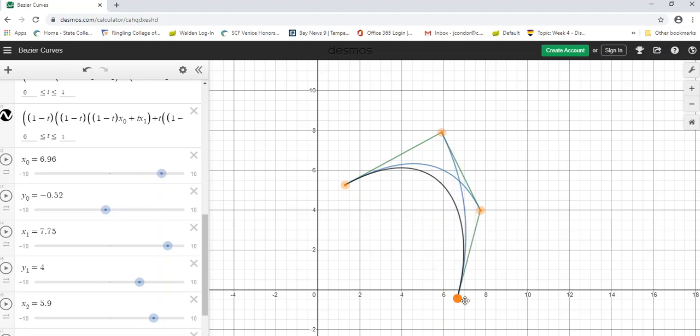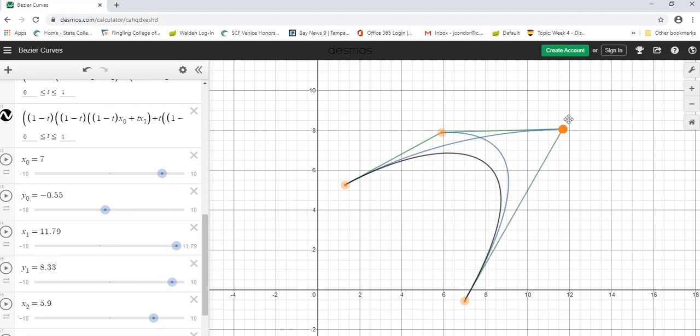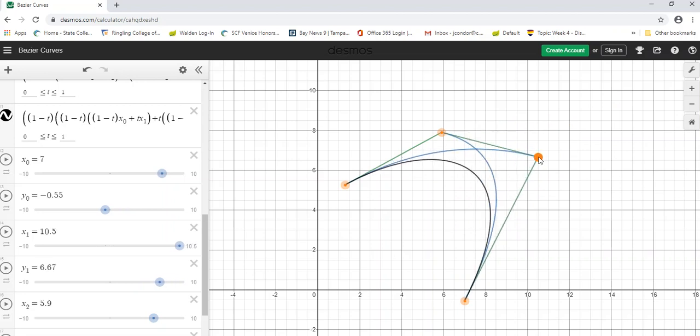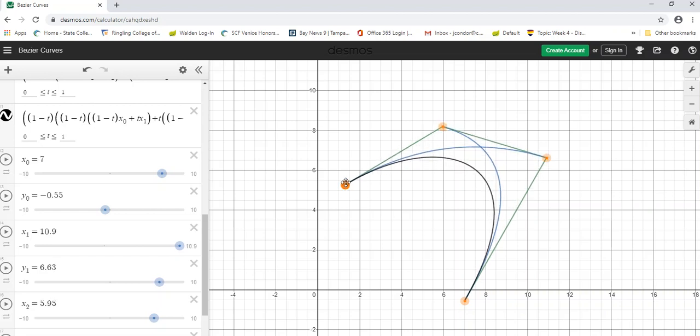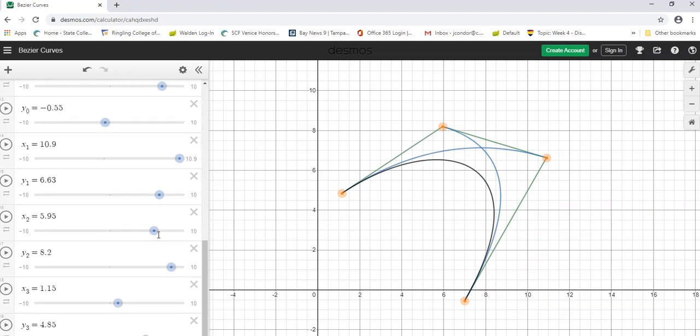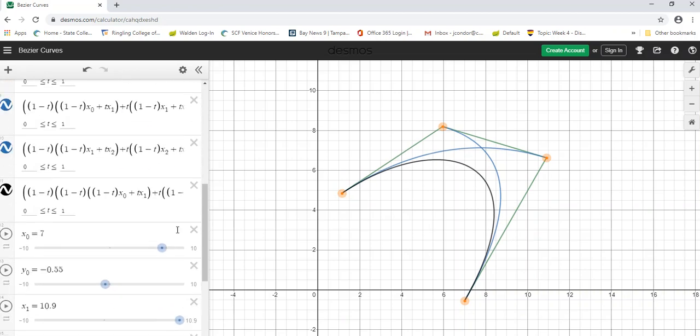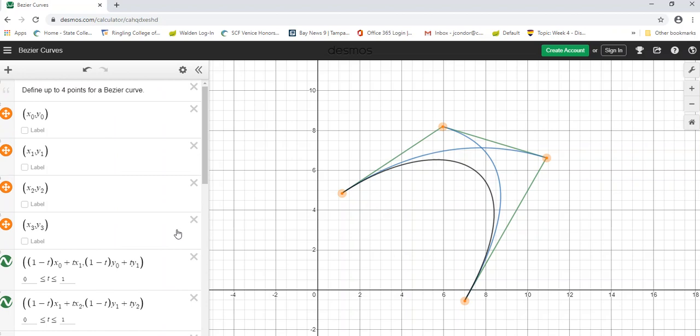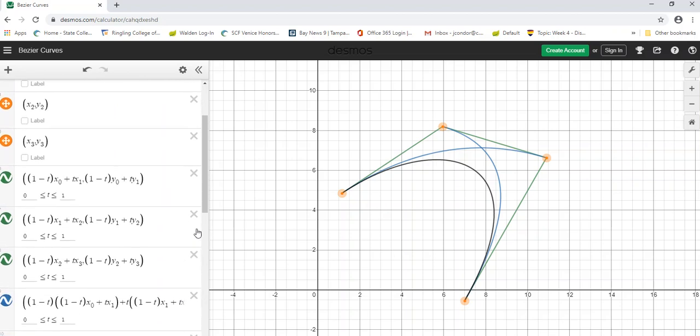So we move these to where we want them. We put the curve where we want it, and we say we have a curve right here. Let's put it here. So here are my points. This one is x sub 1, y sub 1, x sub 2, y sub 2, and x sub 3, y sub 3. So we have our four points. Let's look at the equation. Here is x sub 0, y sub 0.